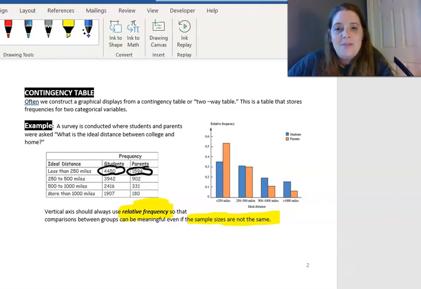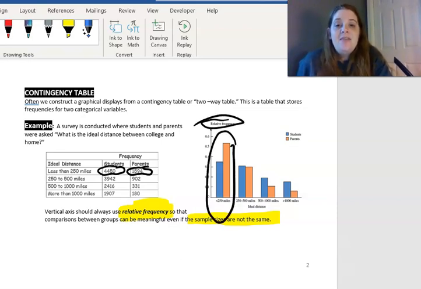If you look at the rest of the numbers, there were a lot more students who said less than 250 miles than parents, but there were also a lot more students in general than there were parents. Right now, it looks like students are almost 3 times as likely to stay close to home than parents are. But if you look at the relative frequency instead, that 1,594 is over half of the parents, and it's only about a third of the students. So using relative frequency is a better decision.